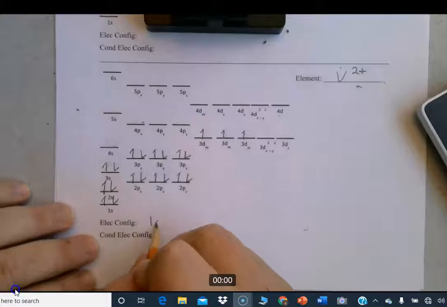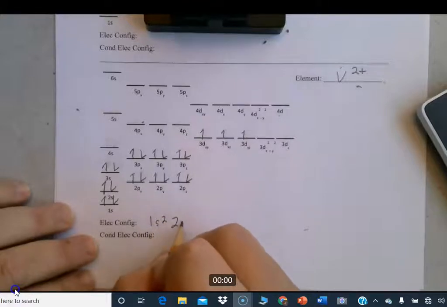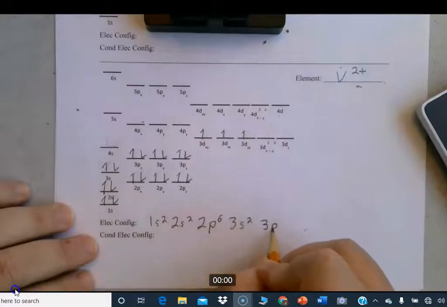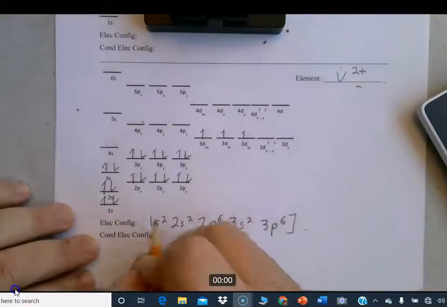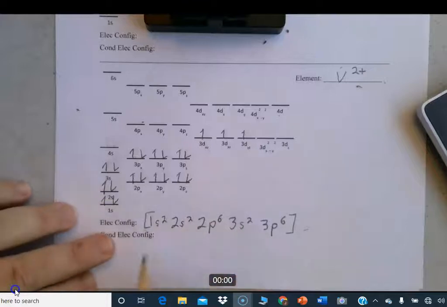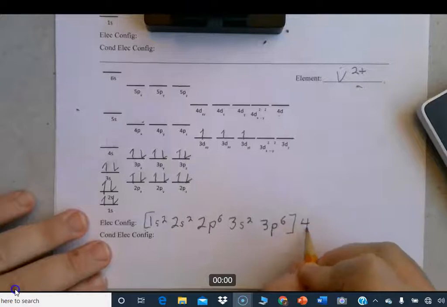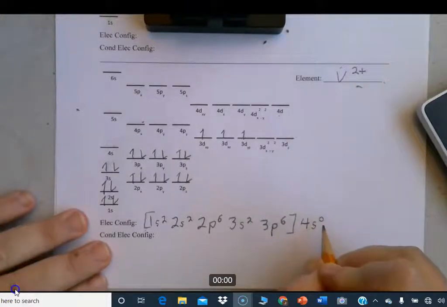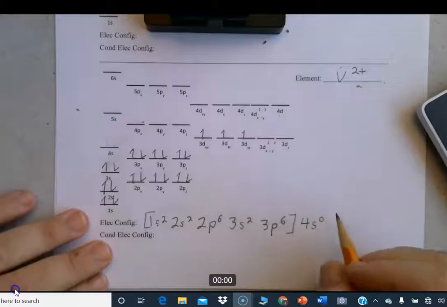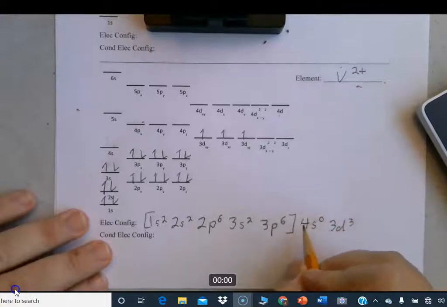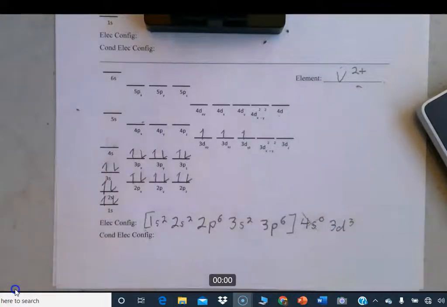So it's going to be 1s2, 2s2. Now there's alternate ways you can write this. And by the way, when you're writing it, you don't necessarily put these brackets. I'm doing that to show you that that's where the noble gas is. You can either write it as 4s0, just to account for the 4s orbital, and then 3d3, or you can omit that altogether. You don't have to write that in there.